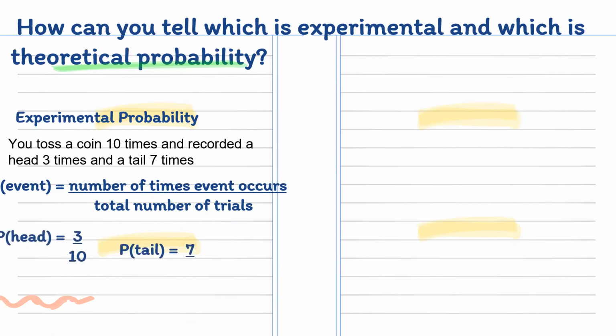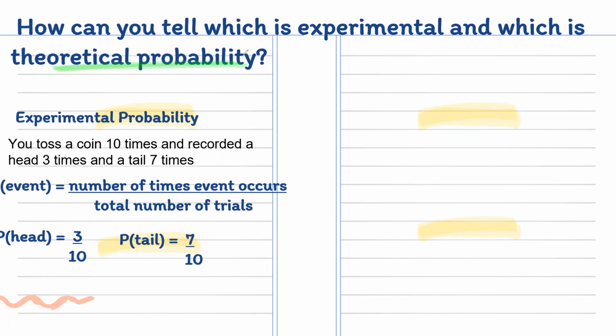So this is the result. Next, getting a tail. The result says we have 7 times the tail comes out. Same formula: the number of times the event occurs, which is the tail, is 7, and the total number of trials is 10. So it should be 7/10. Or if you want, you could change it into a percent. First, simply divide to make it a decimal: 7 divided by 10 is 0.7. Move the decimal point twice to the right and it becomes 70%. So the probability of getting a tail is 0.7, or 7/10, or 70%.